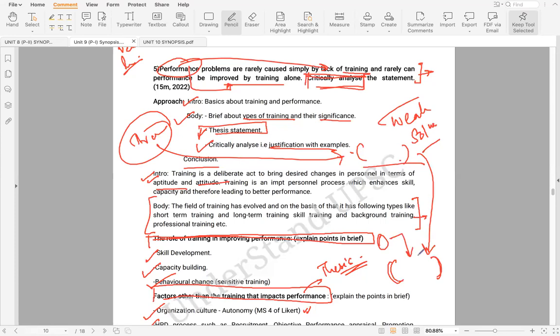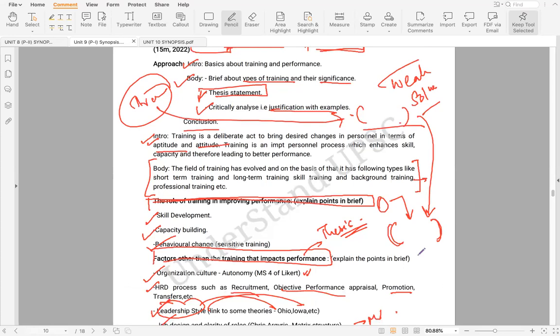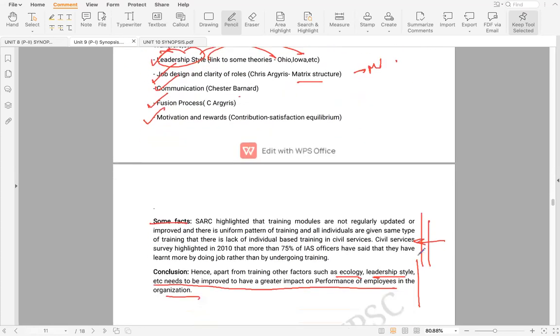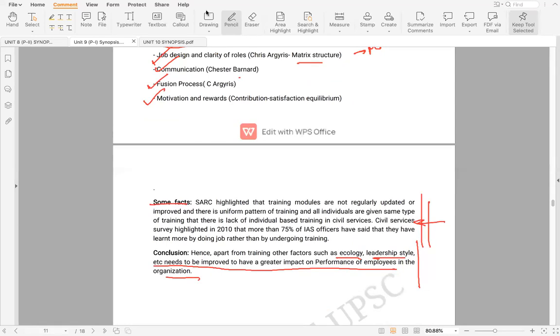Talk about the importance of training, then talk about how training alone is not important, other factors need to come into play, and then finally talk about why training is the first step, and therefore it becomes very, very important. Any doubts? Okay. Move on to the next one now.